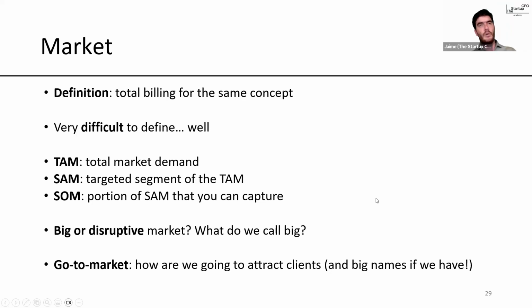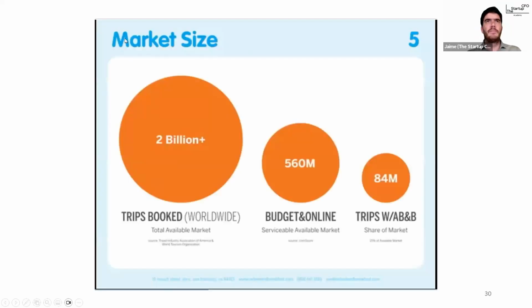So for example, market size for Airbnb, and they actually make it in trips, not even in euros. They have a coming slide in which they do it in dollars. So they could have combined them probably. So 2 billion trips is the trips that are booked worldwide. 560 million of them are a quarter of it, budget and online. So you know what Airbnb chases, and they think they can get 15% of that, 84 million trips.